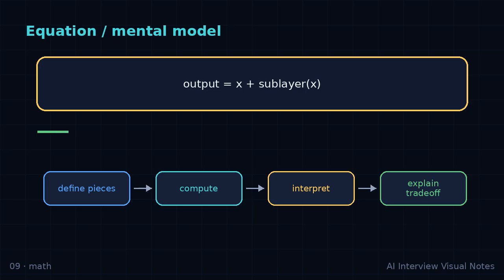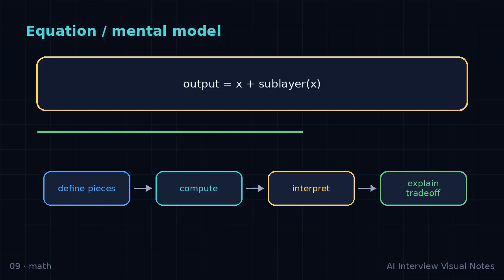Interview checklist. Define the skip connection. Explain gradient flow. Intuition: use refinement rather than rewrite. Mention pairing with layer norm. Connect to deep transformers.